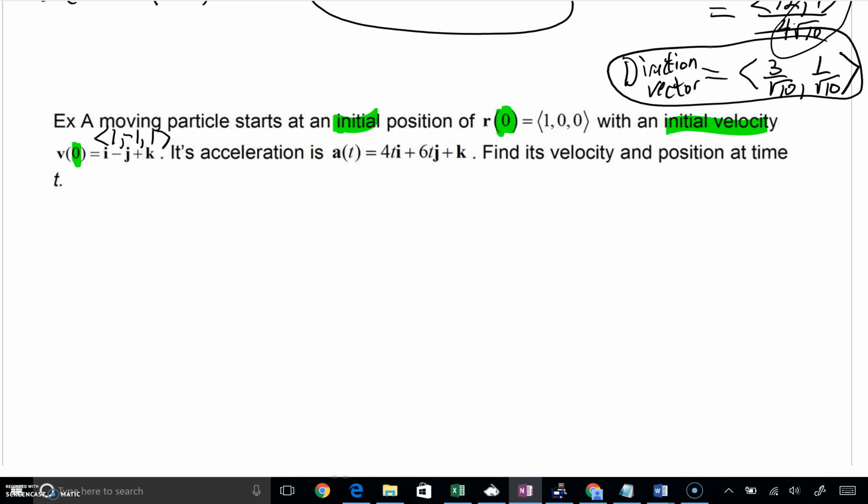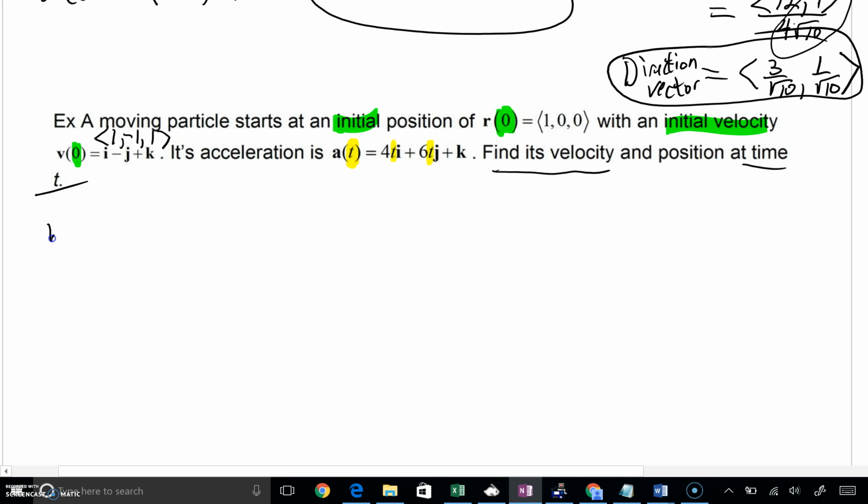But by way of comparison, the acceleration vector right here, and we need to start paying attention to this, is a of t. This means that, very different from our previous vectors, this is with respect to t. So if I wanted to find my acceleration vector at t equals 0 or t equals 7 or whatever value I'd like, I can plug that in and find that out. So what we're going to do is find the velocity at time t.